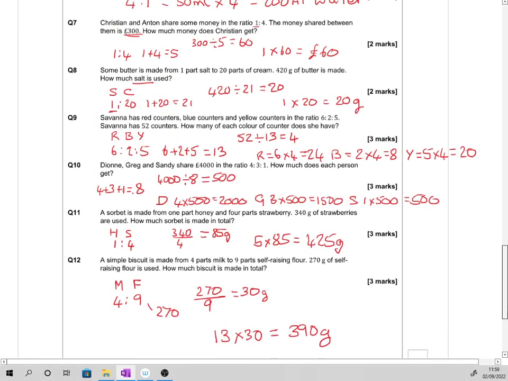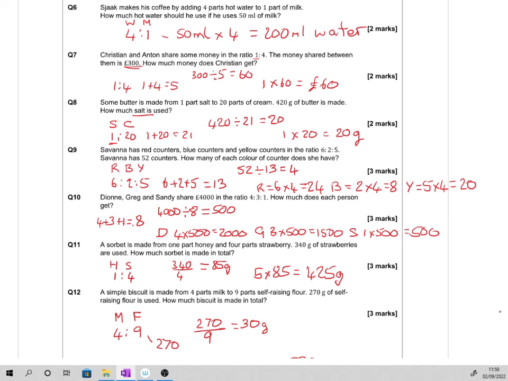Right, so there you go. There's a little bit on ratios, 10 minutes' worth. Yeah, some of them need thinking about.